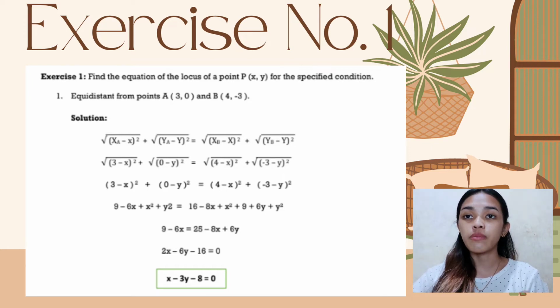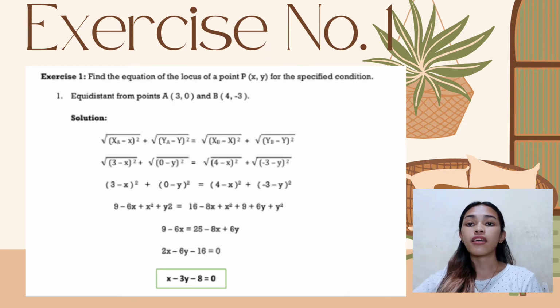And after that, it will be 9 minus 6x is equal to 25 minus 8x plus 6y. The answer will be 2x minus 6y minus 16 is equal to 0. So the final answer is x minus 3y minus 8 is equal to 0.